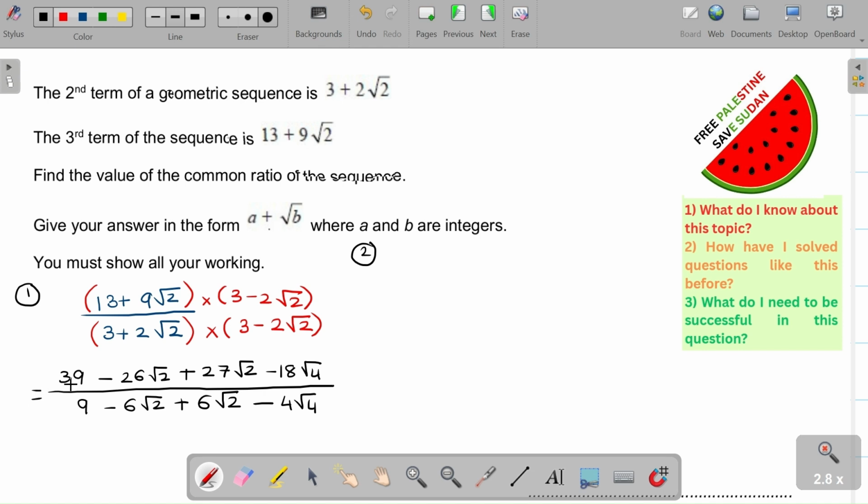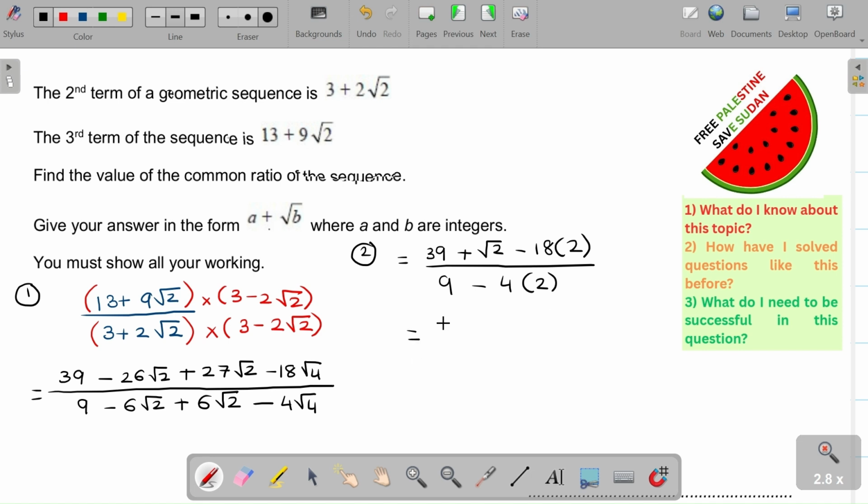So just put the equal sign here. Equal sign. So I'm going to leave 39 as it is, as I haven't simplified that section yet. Minus 26 plus 27, that'll give me plus root 2. And then minus 18 times square root of 4 is 2. All of it is going to be divided by, these two cancel out. I've got 9. Minus 6 root 2 plus 6 root 2, they cancel out. Minus 4 times root of 4 is 2.